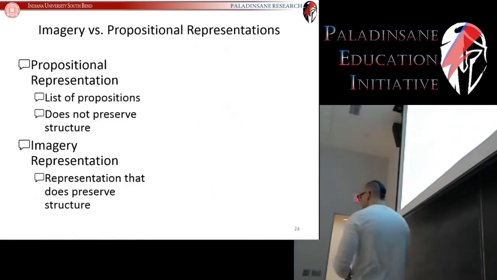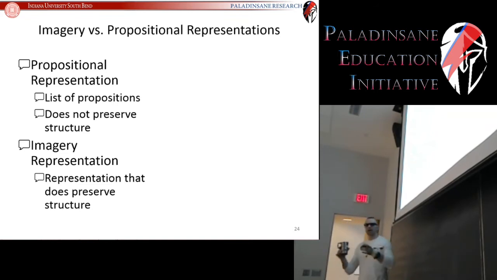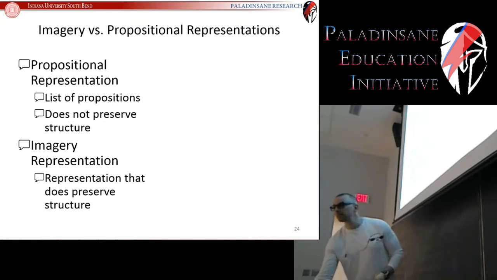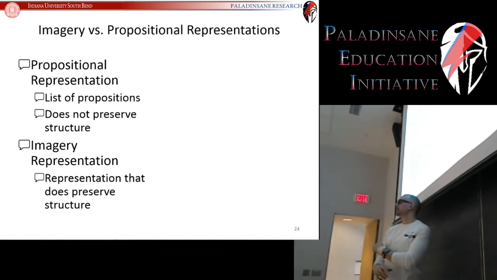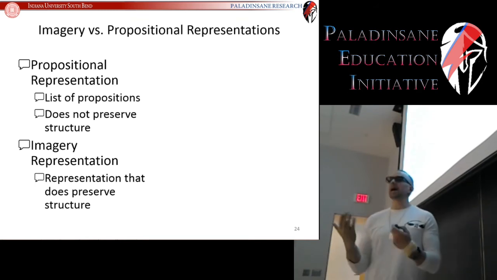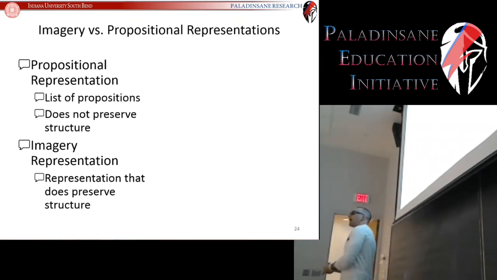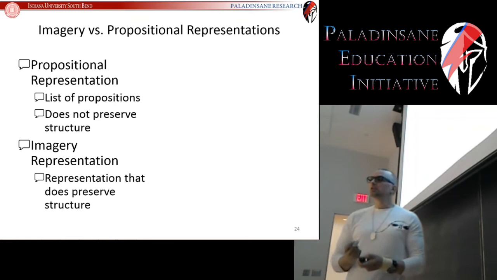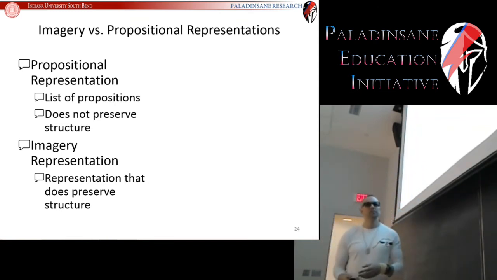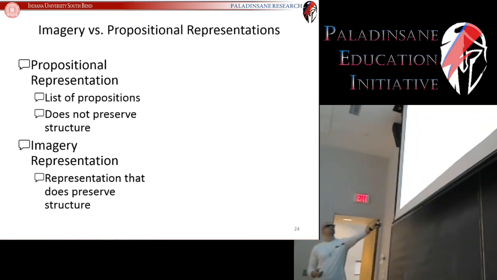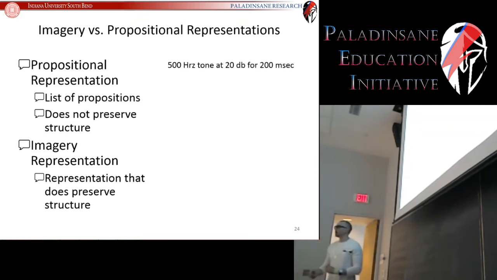All right, so I'll give you a few more examples of the difference between imagery and propositional representations. So it doesn't all have to be visual. You can represent anything in terms of anything else. So for example, sound can be an imagery representation or a propositional representation. So if you have a particular sound external reality that you're trying to represent, you could just write out the frequency, the decibels, and the duration of your sound.